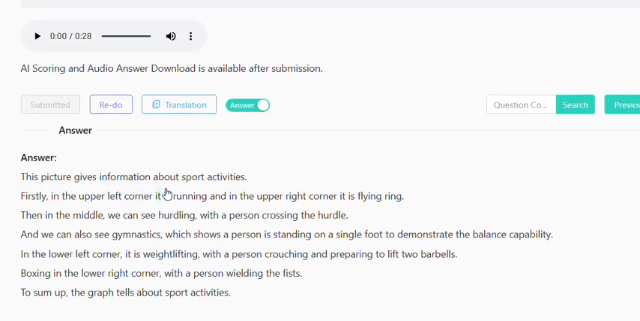The picture gives information about sport activities. Firstly, the upper left corner is running, and in the upper right corner it is a flying ring. Then in the middle we can see hurdling with a person crossing the hurdle. Also we can see gymnastic, which shows a person standing on a single foot to demonstrate balance capability. In the lower left, it is weightlifting with a person crouching and preparing to lift the barbells. Boxing is in the lower right corner with a person wielding the fist. To sum up, the graph tells about sports activities.